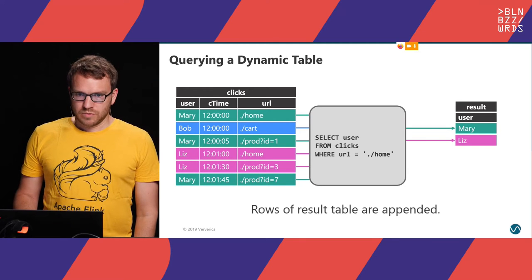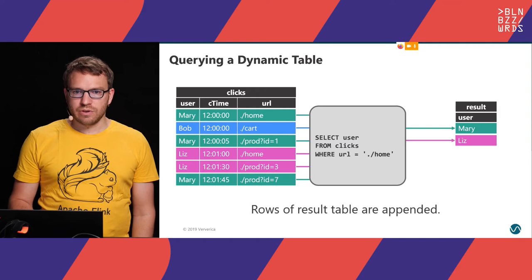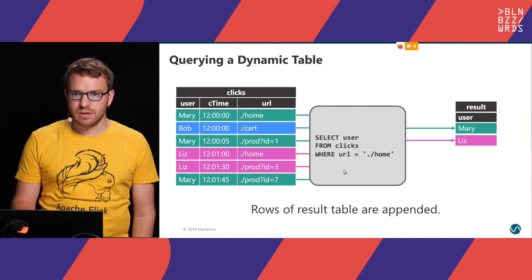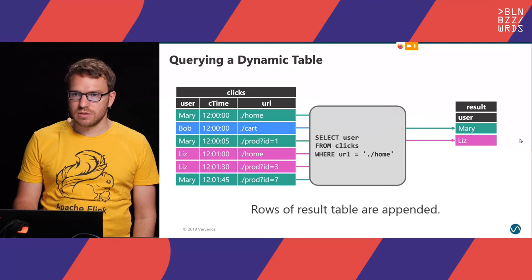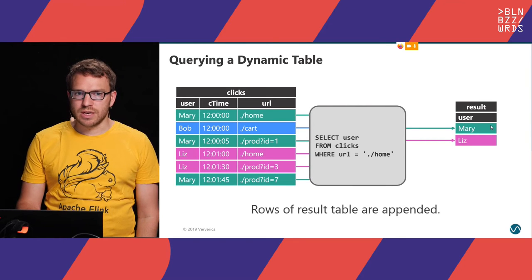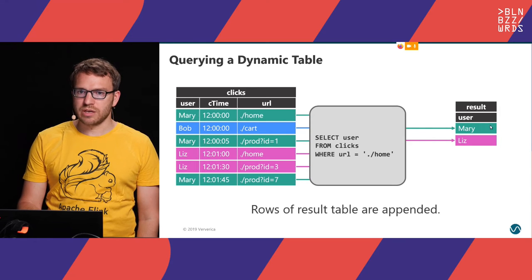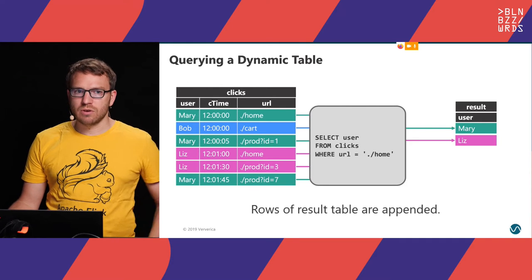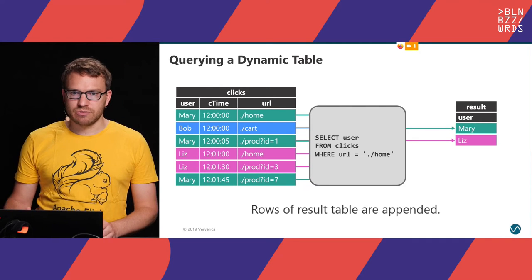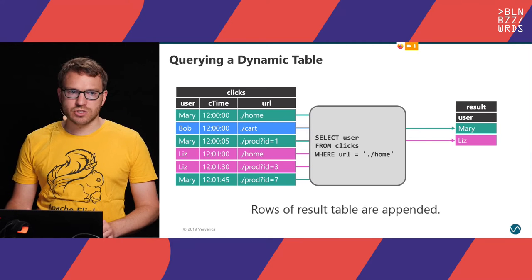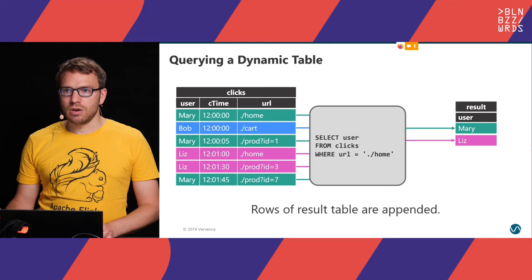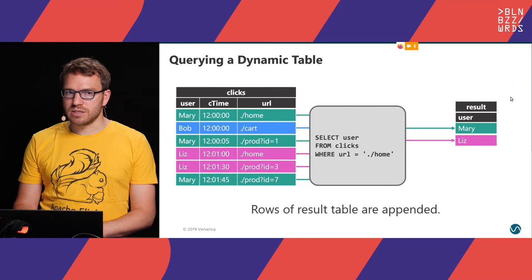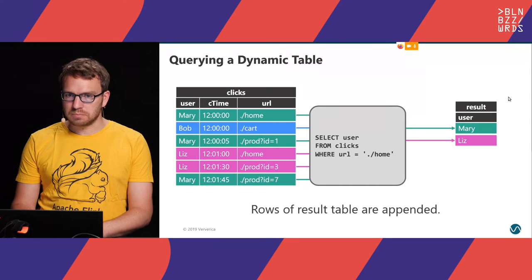And you see that this is a very simple query, which also means that the result of this query will be a table that is append only. So at any point in time, for every record, we can make a decision whether this record is part of the result or not. And once we made the decision, there's no reason to change the result, because the query doesn't change and the row doesn't change. So all updates here in the result table are always append only.